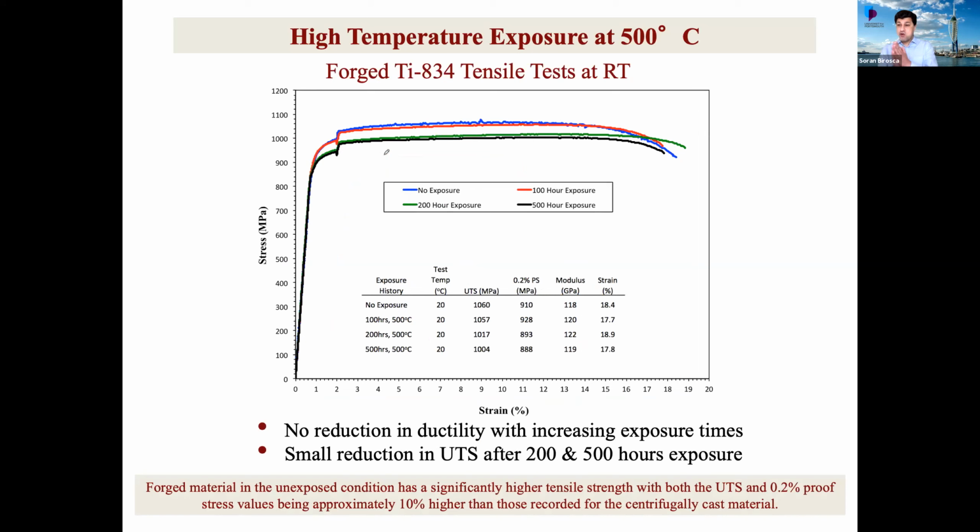When you look at the forged material received from Forgital Group in Italy, we saw the UTS and also the yield stress were a little bit higher than the centrifugally cast titanium alloy, but also the ductility is much higher, about 19 percent strain. And even when we expose it at very high temperature for 100 hours, for 200 hours, for 500 hours, it still remains the same. So no reduction in ductility with increasing exposure time, which is fantastic news.